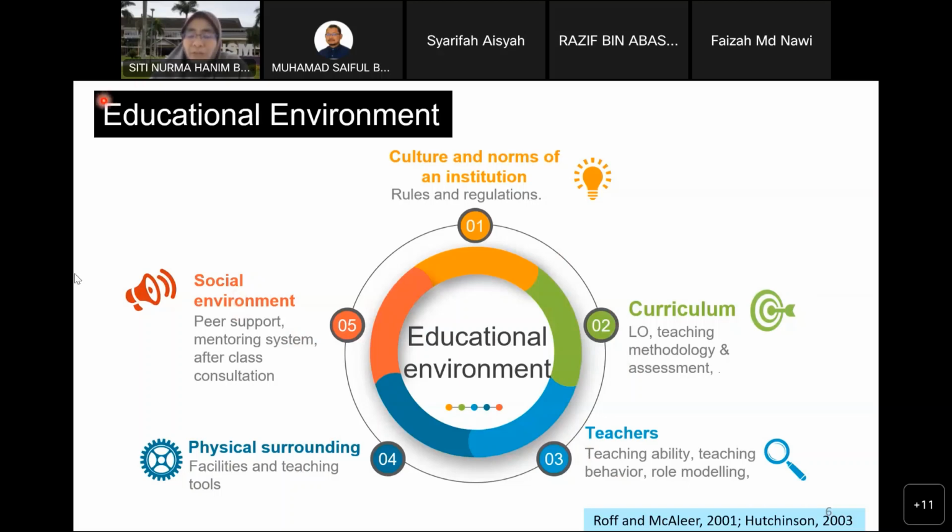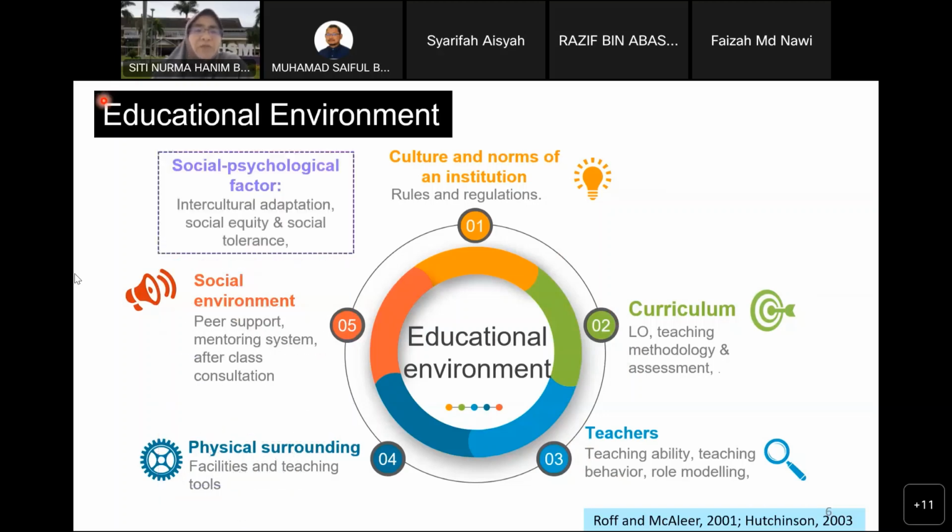system. But recently, researchers have come up with several new elements of educational environment, such as social psychological factors. These include intercultural adaptation, social equity, and social tolerance.